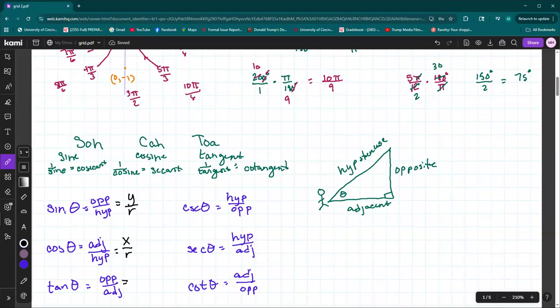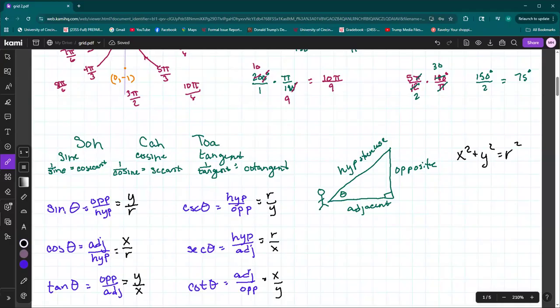The tangent is going to be the y over the x, so the height over the side next to you. Doing the rest of them, this is going to be r over y. This is r over x. And this is x over y, which is going to make our Pythagorean theorem become, yet again, as I wrote at the top, x squared plus y squared equals r squared.